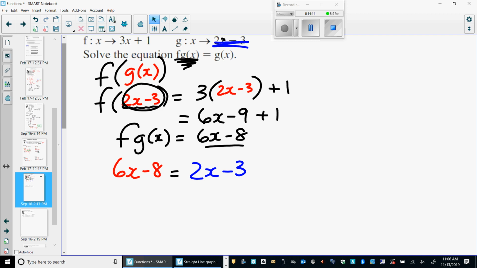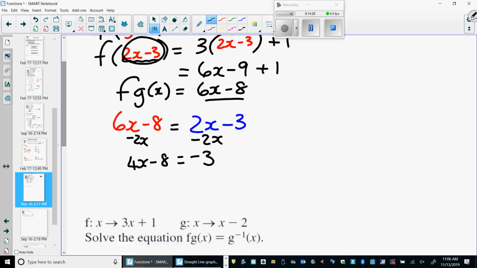So we're going to need to join the x's together. I've got fewer x's over here, so I'm going to take 2x from both sides. So I've got 4x minus 8 equals negative 3. Then we're going to add 8 to both sides. So 4x is 5. x is 5 over 4. Isn't that the same answer as 3 over 4? Yep. That's weird, isn't it?